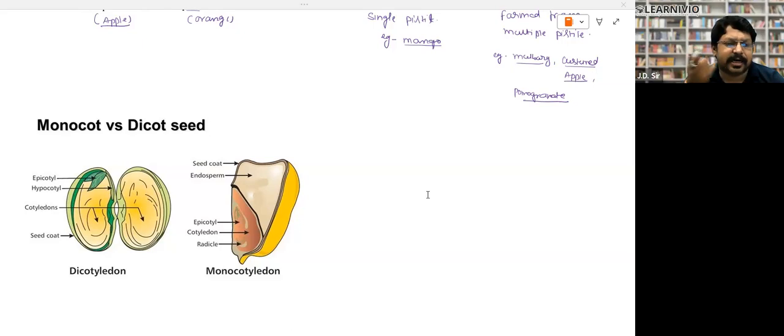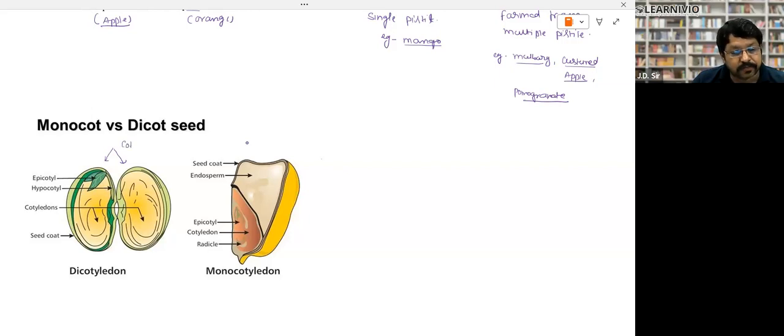So what is the seed? Seed directly develops from the ovule that I have already explained to you. Now let me tell you what are the parts of this. So look, this is dicot because it has two cotyledons, right? If any seed can be divided into two parts, means if the seed is made up of two parts, two cotyledons, right?